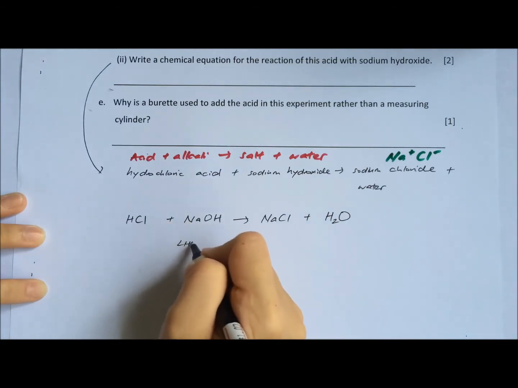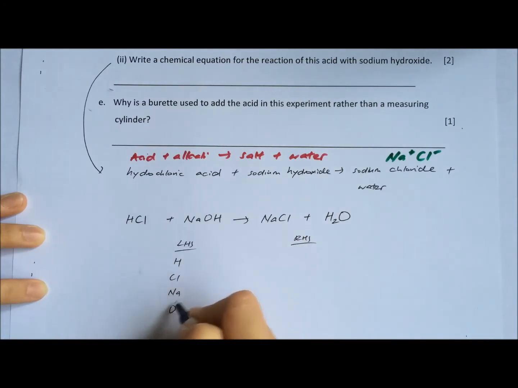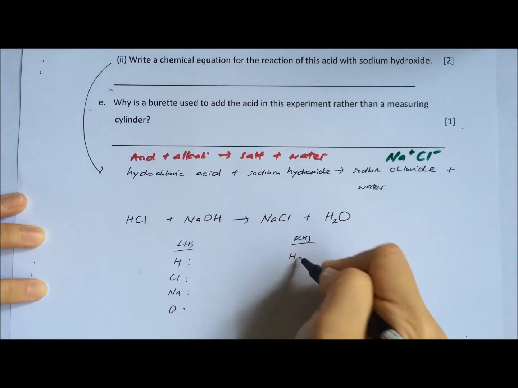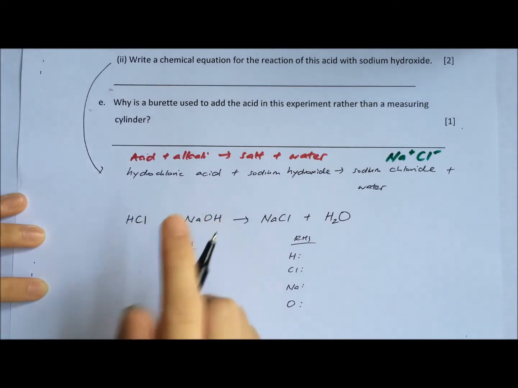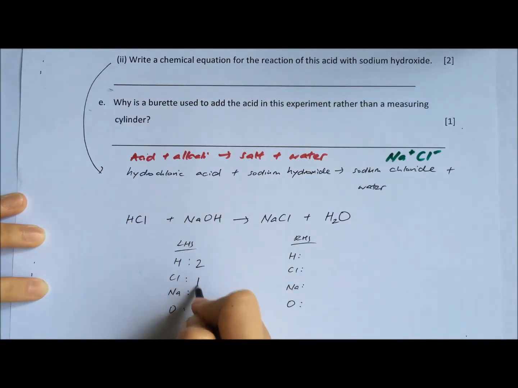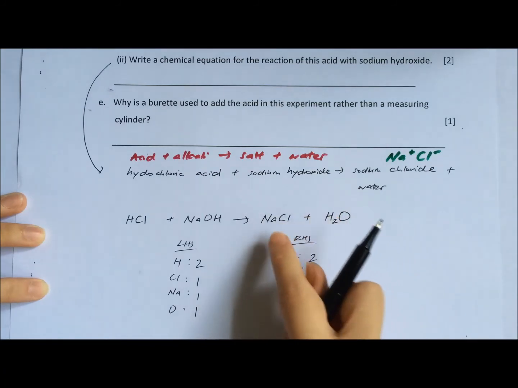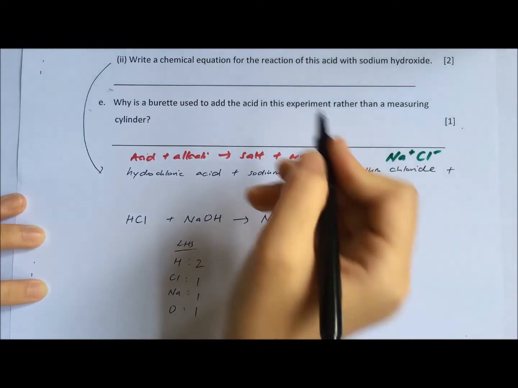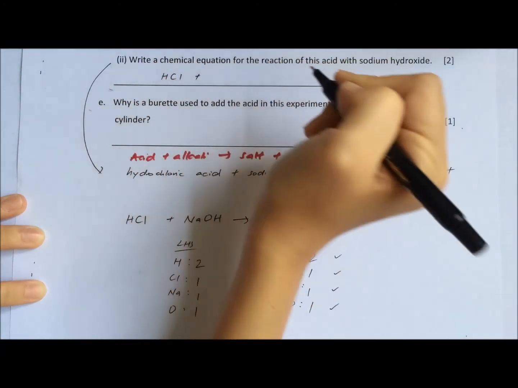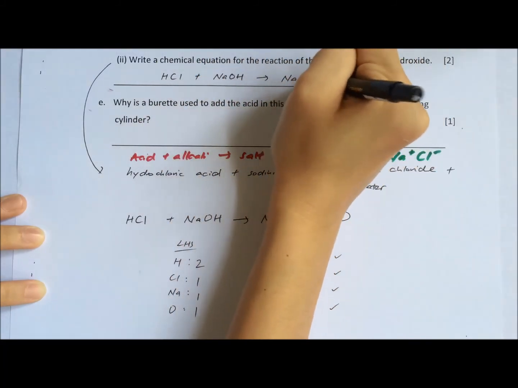Then you check if the equation is balanced. One way to check is to write down the elements on the left hand side, the elements on the right hand side, and count. So hydrogen there's 2, chlorine there's 1 on the left, sodium there's 1 on the left, oxygen there's 1 on the left. On the right, hydrogen there's 2, chlorine there's 1, sodium there's 1, and oxygen there's 1. So all the numbers are balanced, so that is your balanced equation. So write it down: HCl + NaOH → NaCl + H2O.